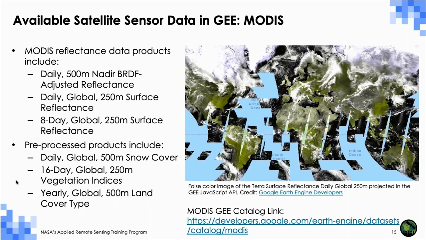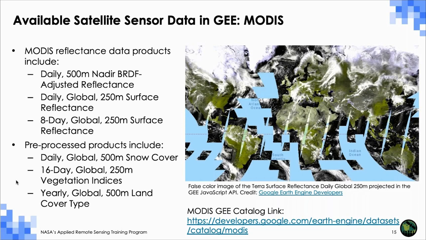So GEE also contains the MODIS archive. You're likely already familiar with MODIS in some capacity, but as a reminder, MODIS data spans from 2000 to present day, and it's pretty popular due to its high temporal resolution with a daily revisit time. And in terms of reflectance products, I would say two of the most valuable for completing your own land cover monitoring tasks are the daily and 8-day global 250-meter surface reflectance products.